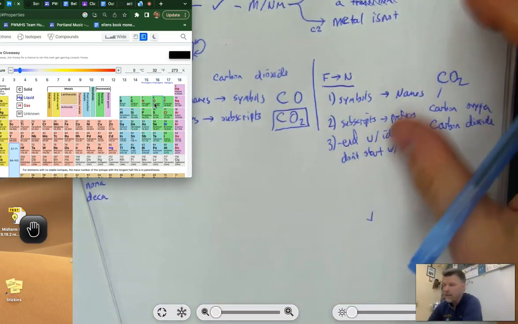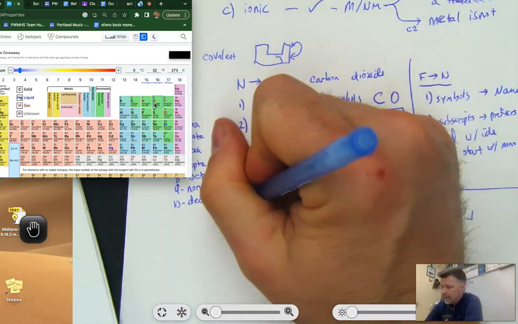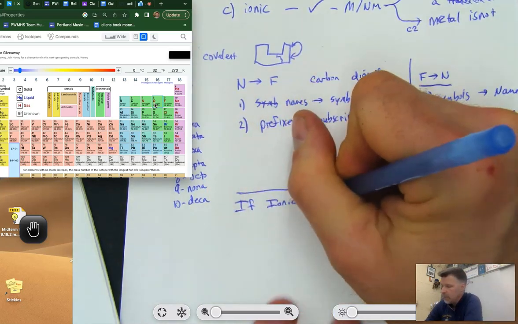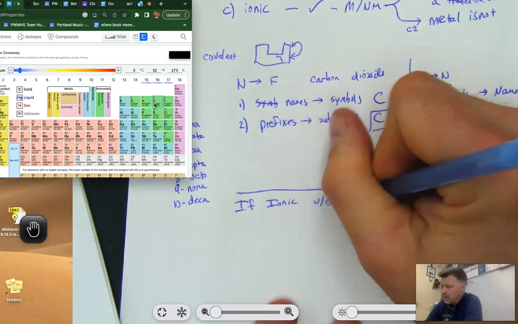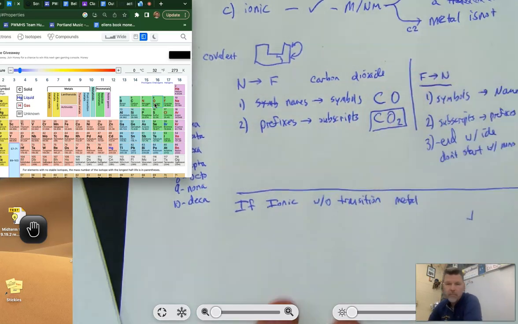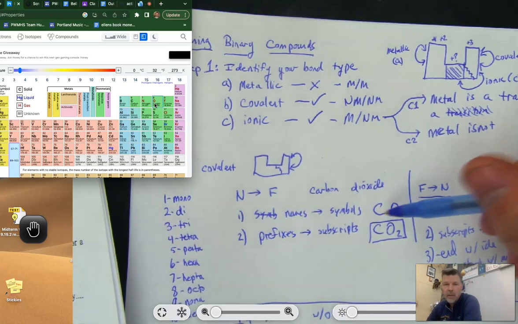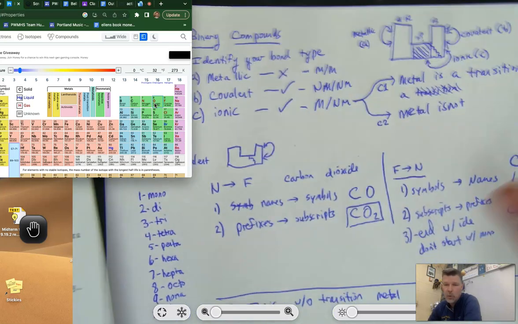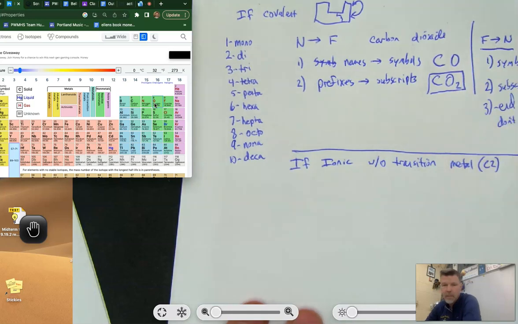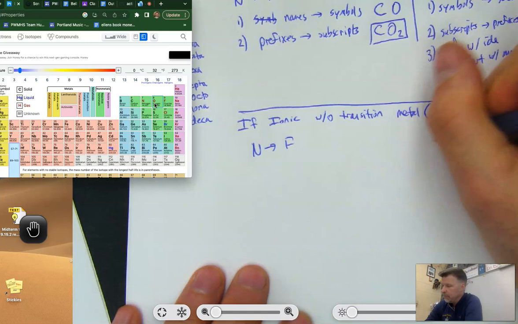And we're here at the 5-minute mark, moving on. How to do ionics. So if it's ionic, and we're going to start with the easier one, without a transition metal. Okay, so if it's ionic without a transition metal, so up here, that would have been C2 on our original flow chart. C2 up there. All right, so name to formula. Formula to name.